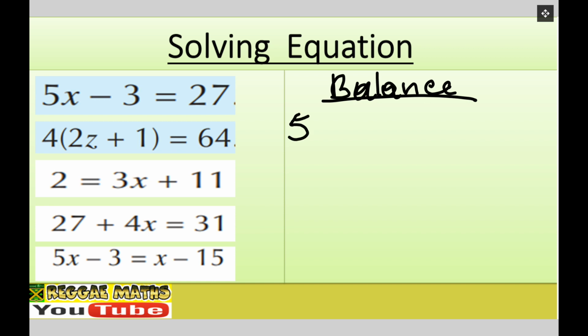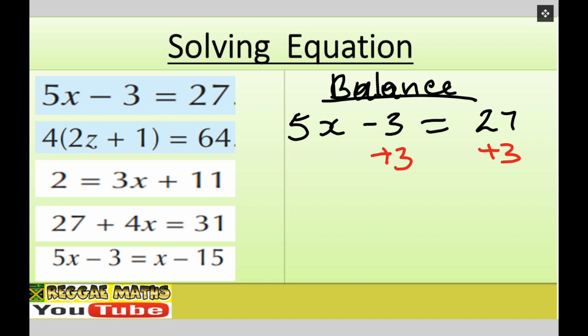You have 5x minus 3 equals 27. If you look at this, the same thing I do to one side, I have to do to the other. First I'm going to get rid of the 3. It's a minus 3, so I need to add 3 to both sides. Because I'm doing the same thing to both sides, it doesn't have any impact. The same thing I do to one side, I do to the other.